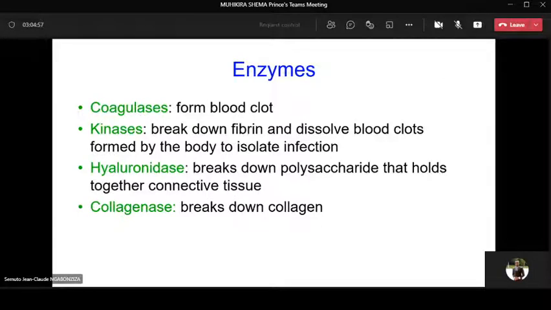Some enzyme, some bacteria secrete enzymes like coagulase, kinase, hyaluronidase, that really break the connective tissue. Even collagenase that breaks down collagens. And this enzyme machinery can allow the bacteria to get in deep tissue or destroy the component of this tissue.